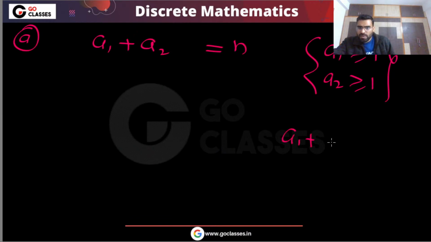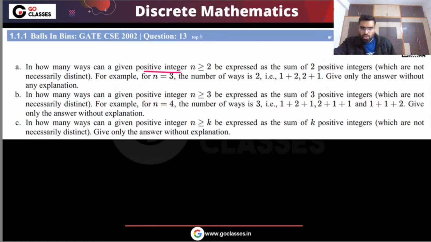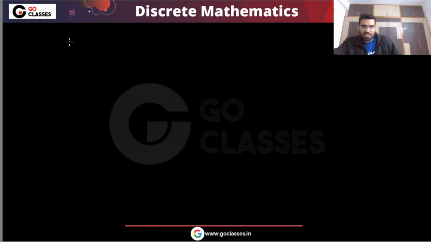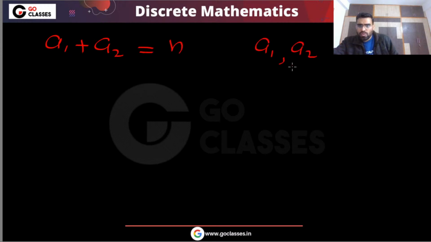For example, if you have a1 plus a2 equal to 3, then what are the solutions? 1 comma 2 is a solution, 2 comma 1 is a solution. So two solutions are there. Now if you have a1 plus a2 equal to n, we want positive integer solutions, meaning a1 must be greater than or equal to 1 and a2 must be greater than or equal to 1. So what should I do? I know the answer for non-negative integer solutions. I don't know the answer for positive integers. If the question is a1 plus a2 is equal to n, where a1 and a2 are both greater than or equal to 0, meaning non-negative integers.